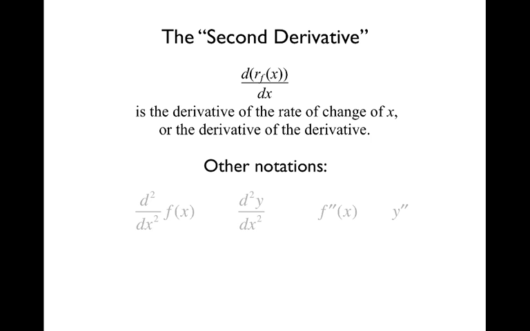So there's other notations for that. These are all notations that you'll see for the second derivative. Okay? So the first two are different. The first one's differential notation with the function notation, differential notation with y, and then prime notation with the function and prime notation with y. So these all mean the second derivative.